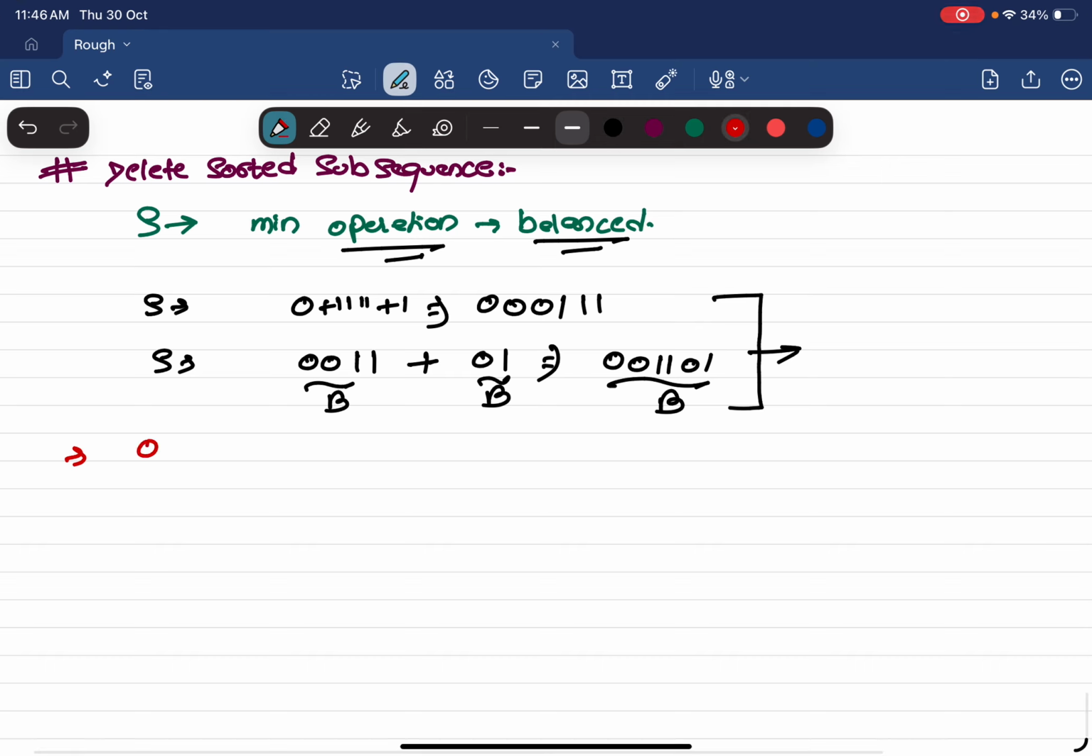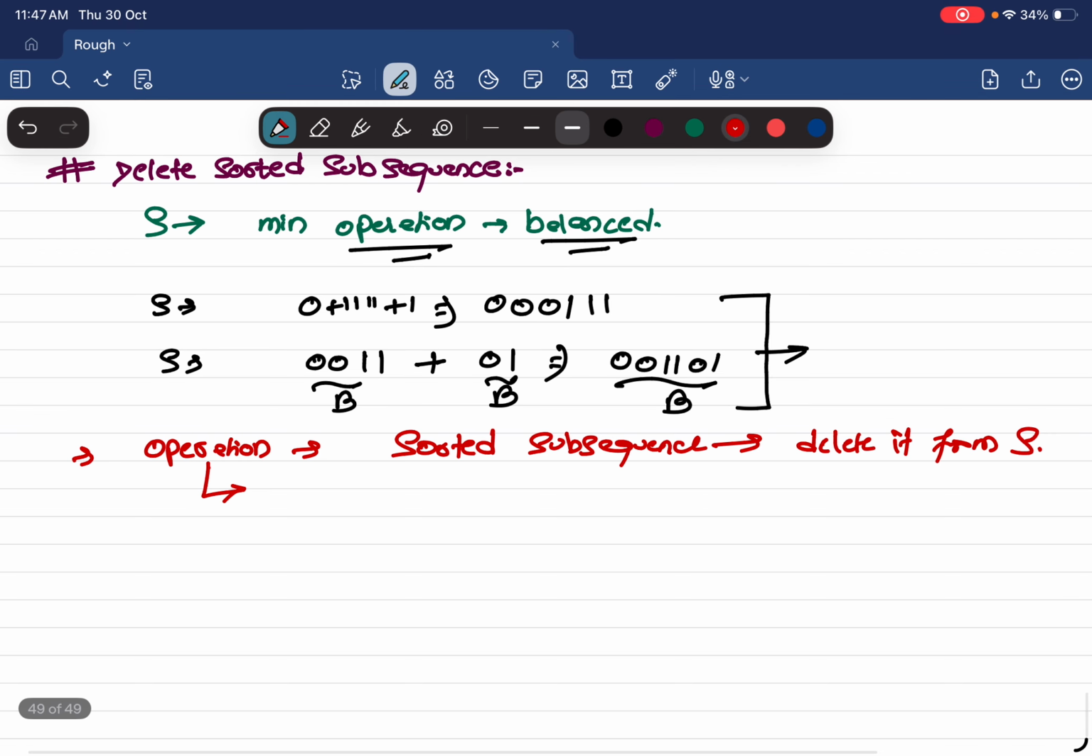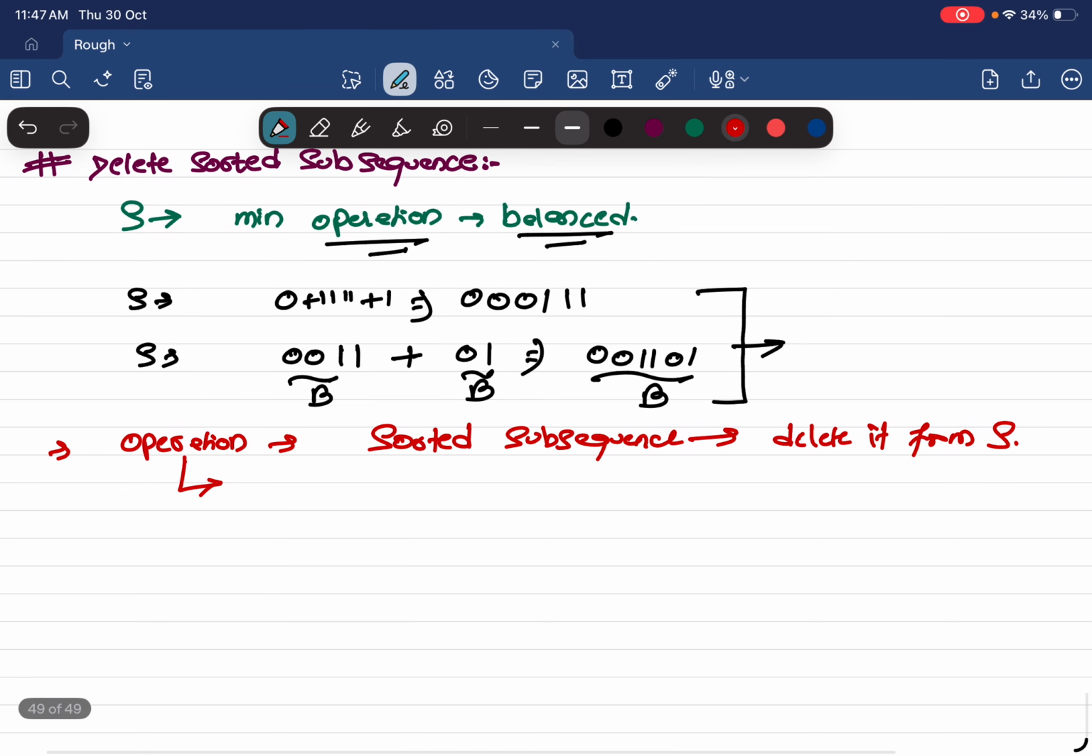Now first of all, the operation is you can select a sorted subsequence and you can delete it from S. Now, how many times you need to perform this operation on S, at minimum, to make S balanced, that is the output.